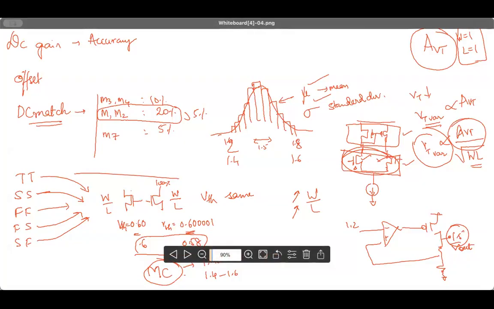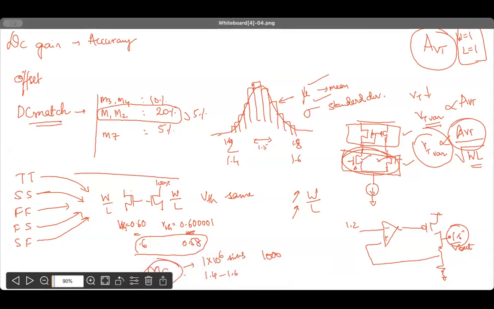Typically we would require something like 1 into 10 to the power 6 simulations, but because we will not have time or the simulation space, a lot of disk space it consumes, we can limit sometimes to, let's say, 1000 runs or so. It depends from company to company what amount of simulations you do. Say 1000 simulations are also done quite commonly.